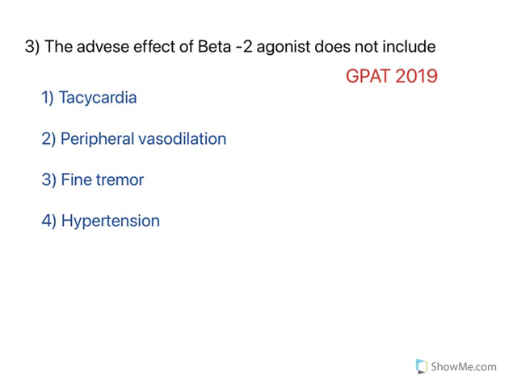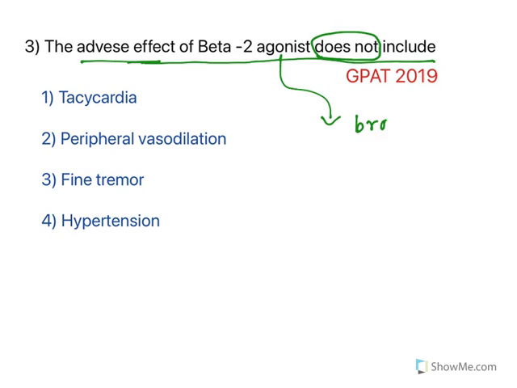The other one, second one. The adverse effect of beta 2 agonist does not include. See, it belongs to both categories, does not, true or false, as well as adverse effect. Now what happens is, beta 2 agonists will cause bronchodilation. In fact, how does it cause bronchodilation? By causing smooth muscle relaxation. So when smooth muscle relaxation occurs, vasodilation may occur. When vasodilation is there, what happens to BP?